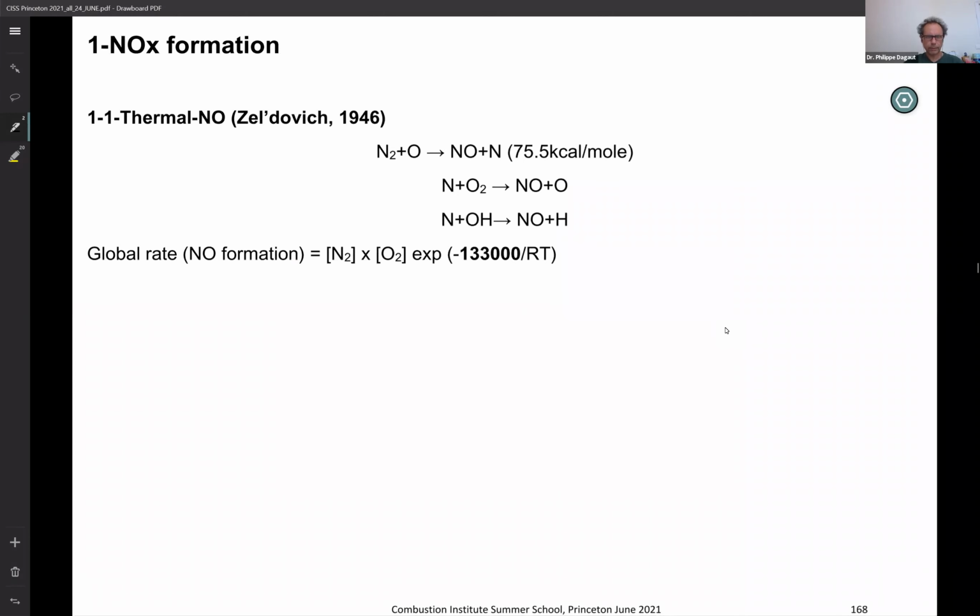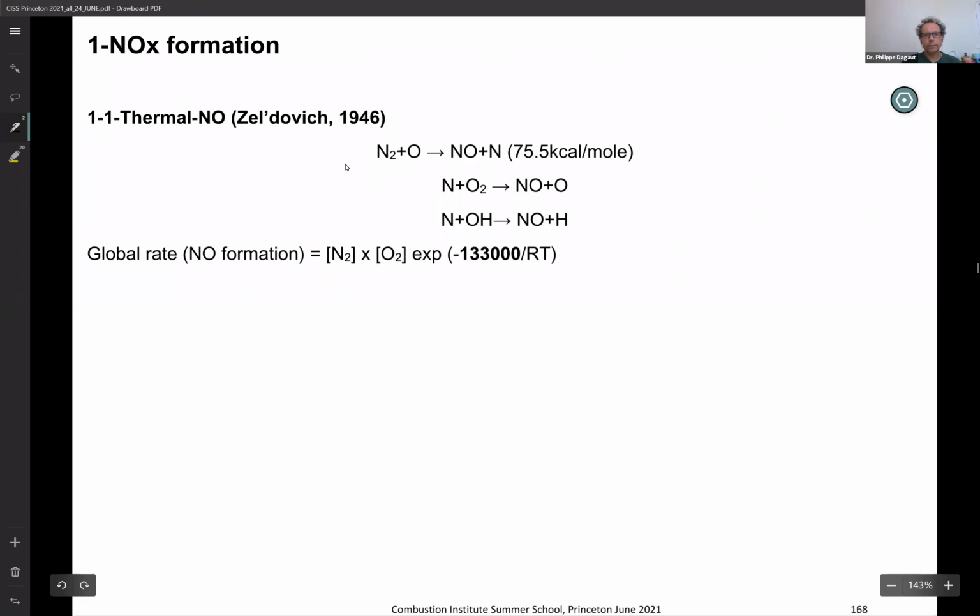The first one is that proposed by Zeldovich in 1946. It's also called thermal NO. The reason why they call it thermal NO is because this reaction mostly takes place at high temperature.